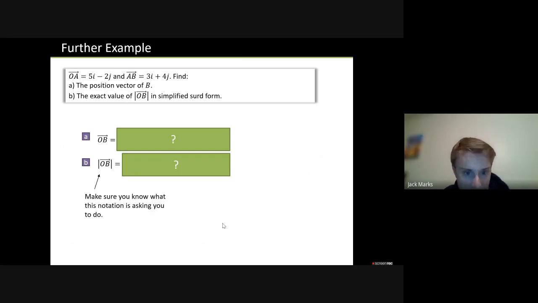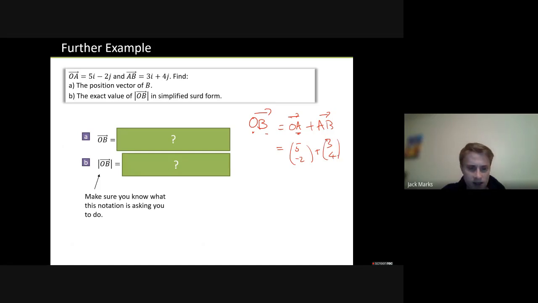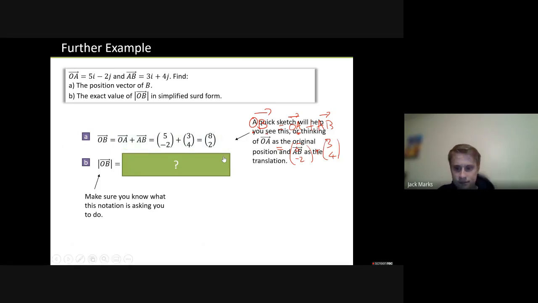A further example then: here's OA, here's AB. What is the position vector of OB? Well, what is OB the same as? It's the same as something that starts at O and ends at B. So OA starts at O. Dot to dot, you need to get from A to B. Well, AB is given in the question as well. So OA is (5, -2) plus AB is (3, 4), and it's ready for us to get the answer, (8, 2).